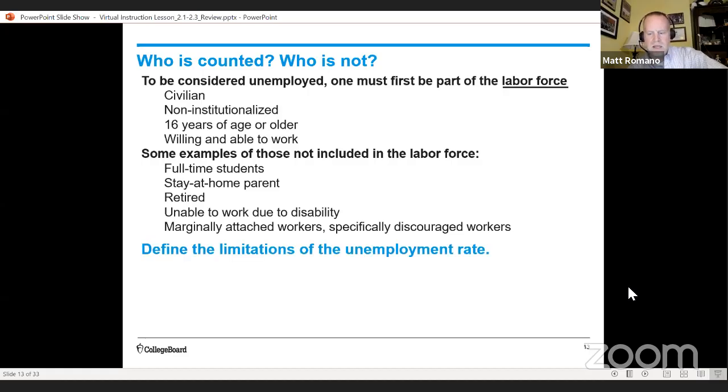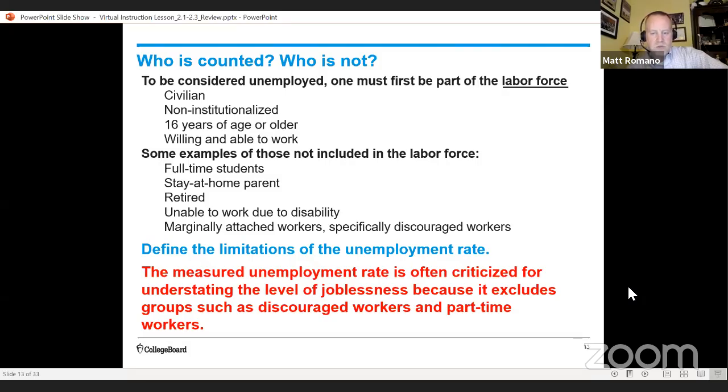So what does that mean? It means there are limitations on this number. The unemployment rate, as we define it and calculate it, understates how many people are out of work because it excludes discouraged workers. It doesn't account for part-time workers. It doesn't account for underemployed workers. Part-time workers may want to work full-time, but there's no way to reflect that in our current unemployment rate. I'm not saying this is a criticism. This is just what it is.